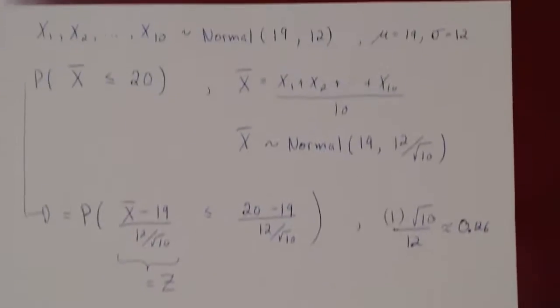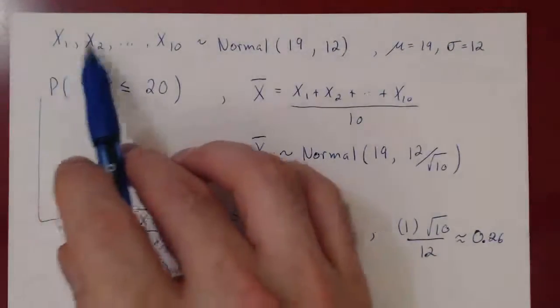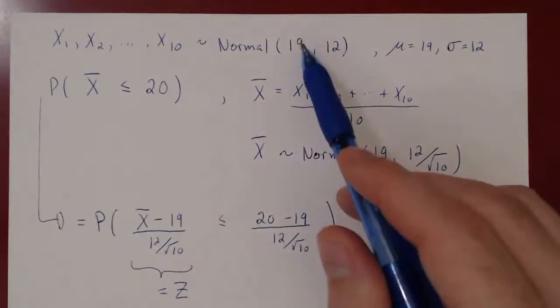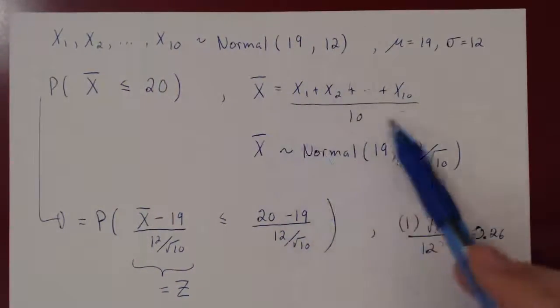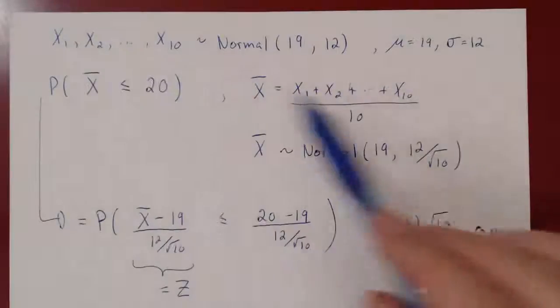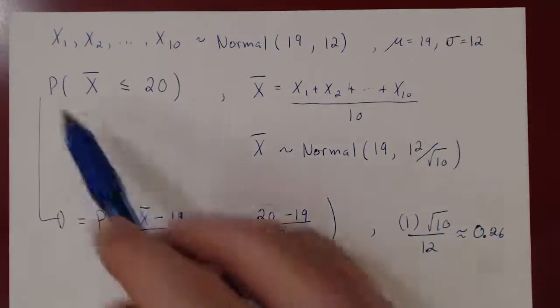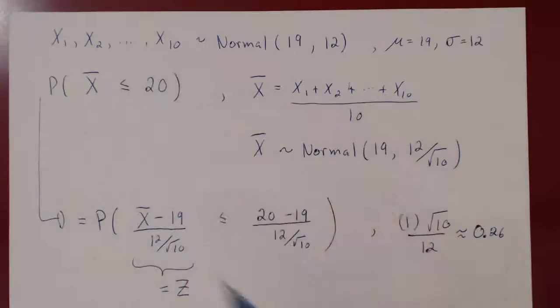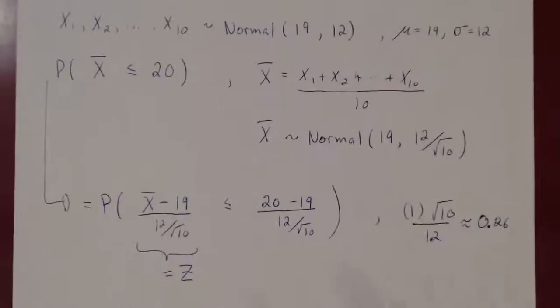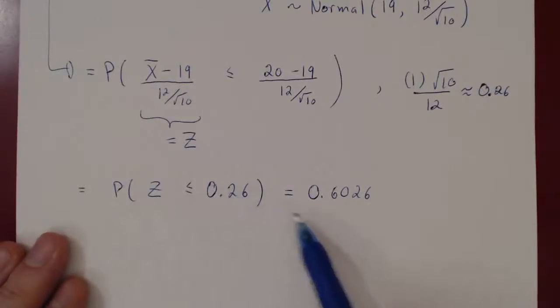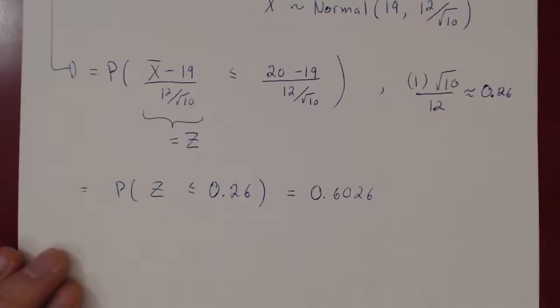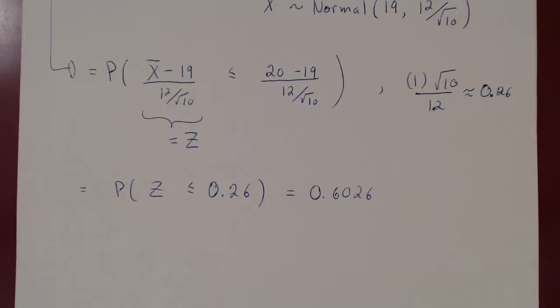And so if you go back, we said, okay, we have 10 normal random variables, each with a mean of 19 and a deviation of 12, and we asked, if we find the average of these 10 random variables, what is the probability that the average is at most 20? The answer, after we simply standardize and then read off the probability from the distribution table, is roughly 60%, 0.6026. And that's it. So with these two videos, you should be able to attack every problem on the problem sheet for the normal distribution.